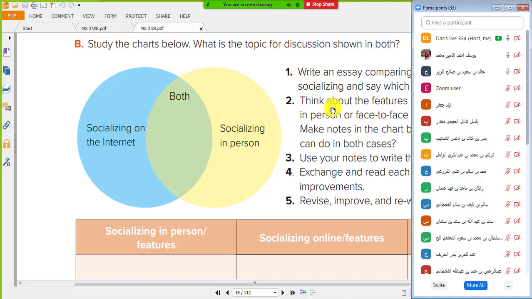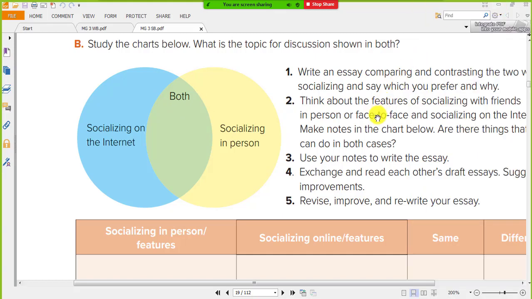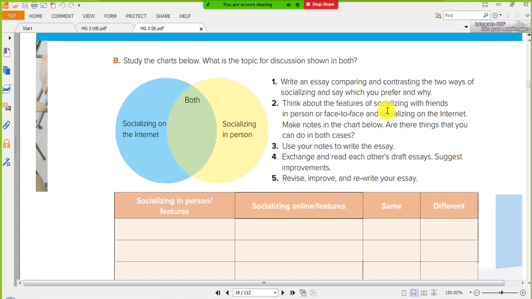In this exercise, write an essay comparing and contrasting the two ways of socializing and say which you prefer and why.